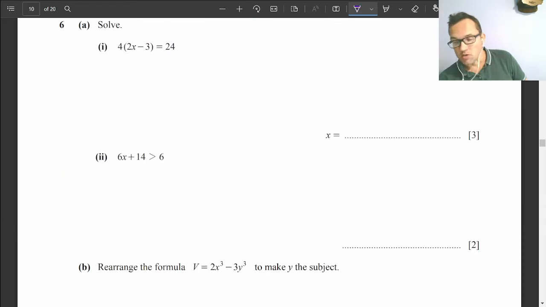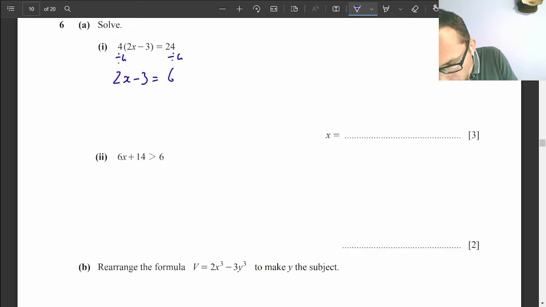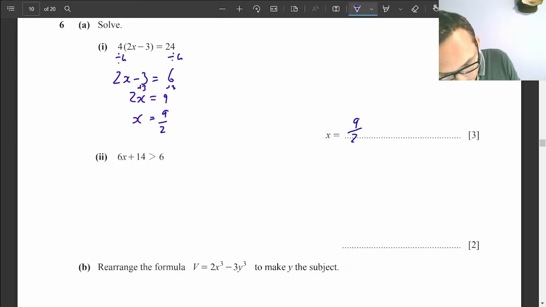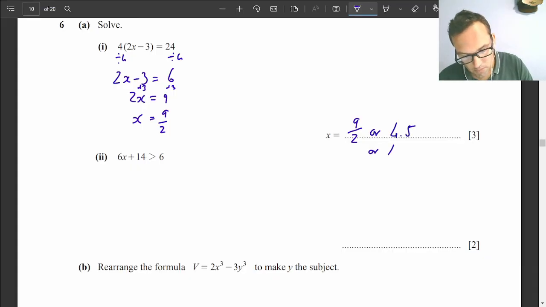Question 6a, first one, solve. There are 2 approaches here. You can multiply out the brackets first, or you can divide the 4 first. Let me do both. Right, so first approach here would be to divide both sides by 4. So we'll be left with 2x minus 3, 24 divided by 4 is 6. Then we add 3 to both sides. So that gives us 9, and then you divide it by 2. So you get the answer 9 over 2, or 4.5. Write any one of those. Don't write them all, any one of those.